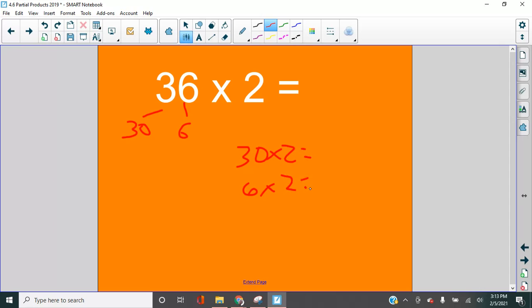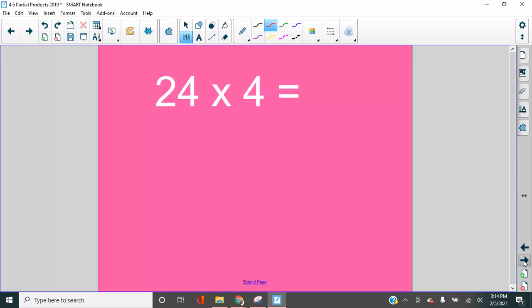Now, think about times 2, that's just doubling something. So if you have 30 and 30 more, how much is that? That's 60, right? And then 6 times 2 is still 12, and our answer here is 72. All right, let's see if we can get the answer not to be 72. Oh, phew. This one's not going to be 72. All right, it's yours to try.